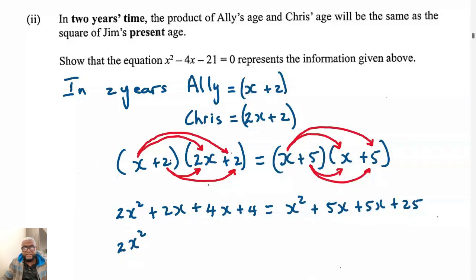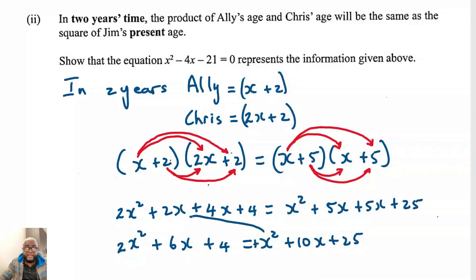So this will be 2x squared. 2x plus 4x is how much x? Plus 4 is equal to x squared plus 10x plus 25. Are you ready to fling? Let me fling. Plus x squared becomes, right? 10x becomes, right? And then 25 plus 25 would become, right?